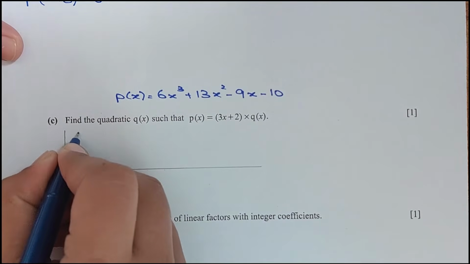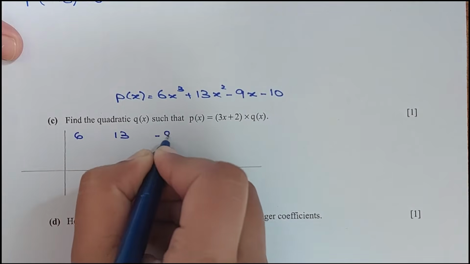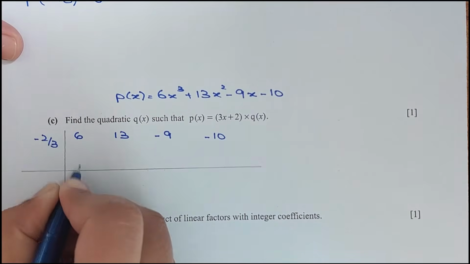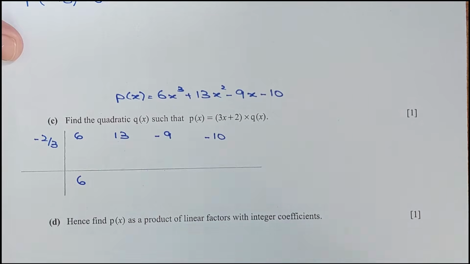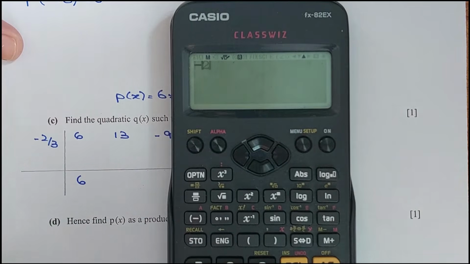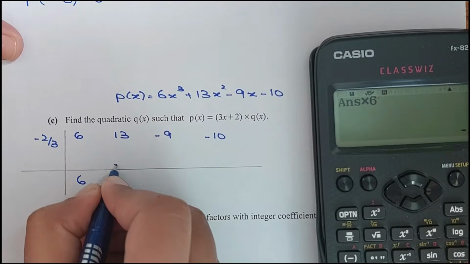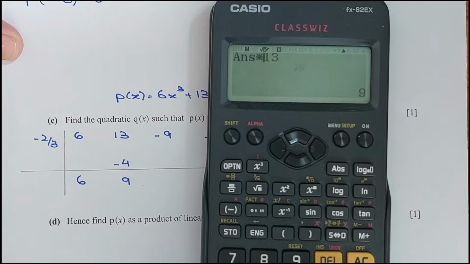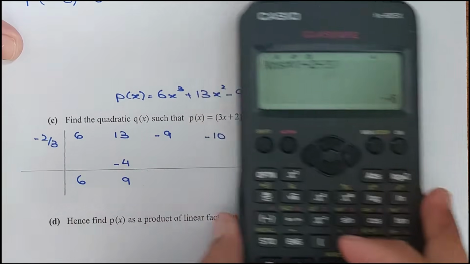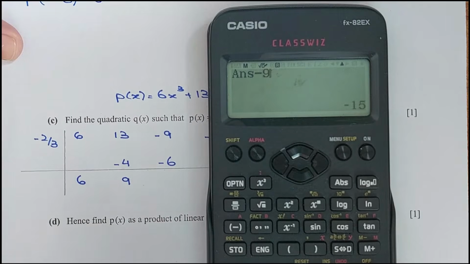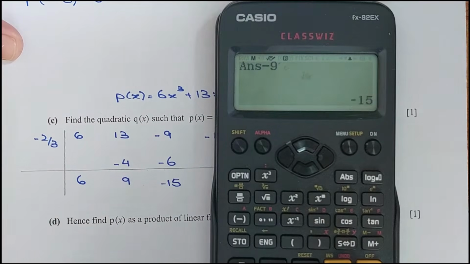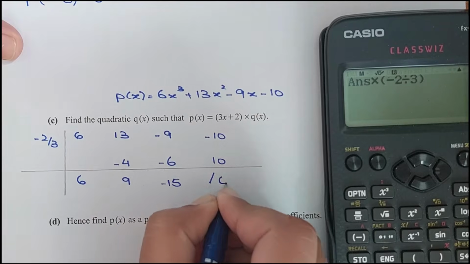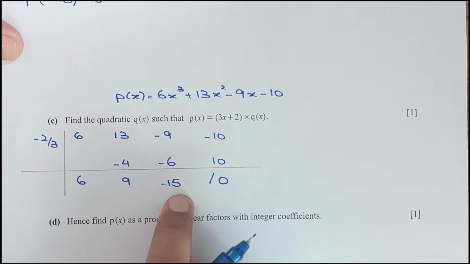Okay, so the coefficients for x cube, x square, x and the constant. This is a factor, so what is x? X is minus 2 by 3. 6 is as it is. Okay, so minus 2 by 3 times 6, this is negative 4. Add in 13, which is 9. Okay, 9 times minus 2 by 3, which is minus 6. And minus 9, which is minus 15. Minus 15 times minus 2 by 3, which is 10. And here we have 0. So these are the coefficients for the quadratic factor, right?